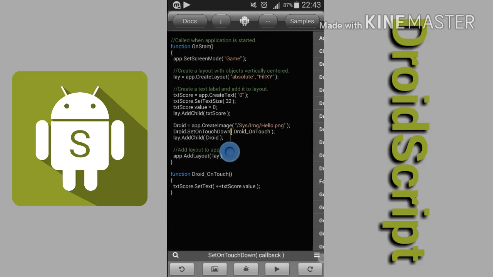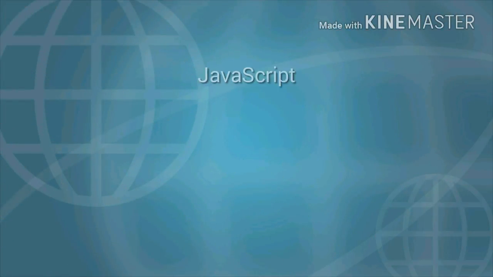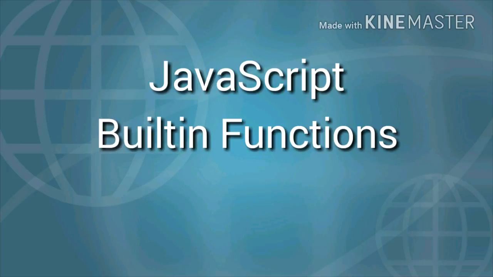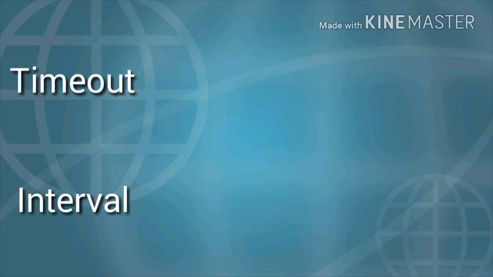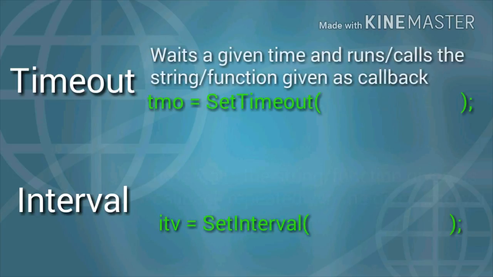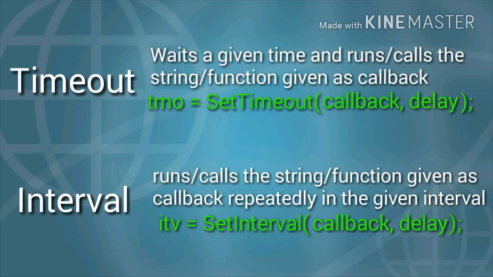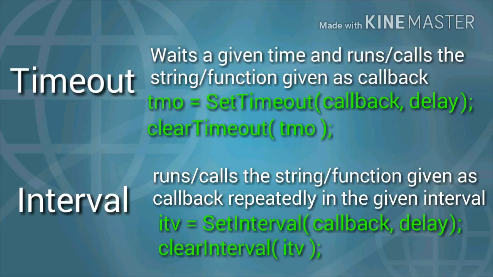Now we want the droid to jump around on the screen. That's time for the JavaScript built-in functions about timers. There are two different types of timers, timeouts and intervals. Timeouts wait a given time and run or call the string or function given as callback, and intervals do the same but repeatedly. And if you want to clear a timer, you have to give its pointer.